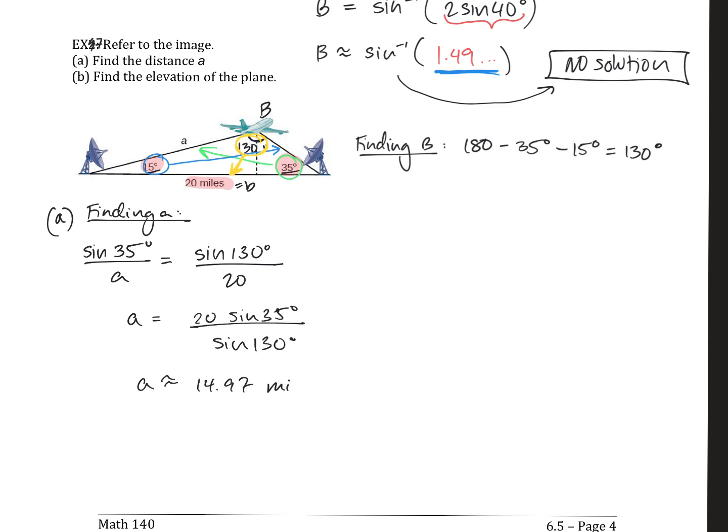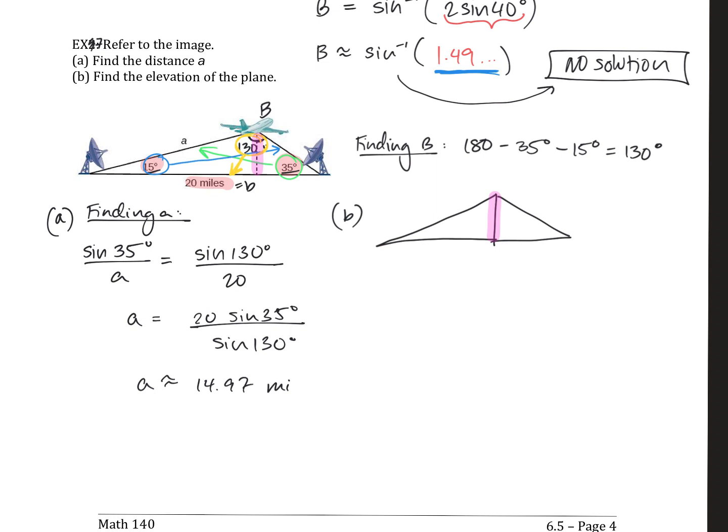What does part B say? Find the elevation of the plane. Elevation, what is that talking about? Well, that is talking about the distance from the ground to the plane. Let me go ahead and draw another picture for B so we can see this better. So we're talking about from here. We want that side right here. How will we find that?